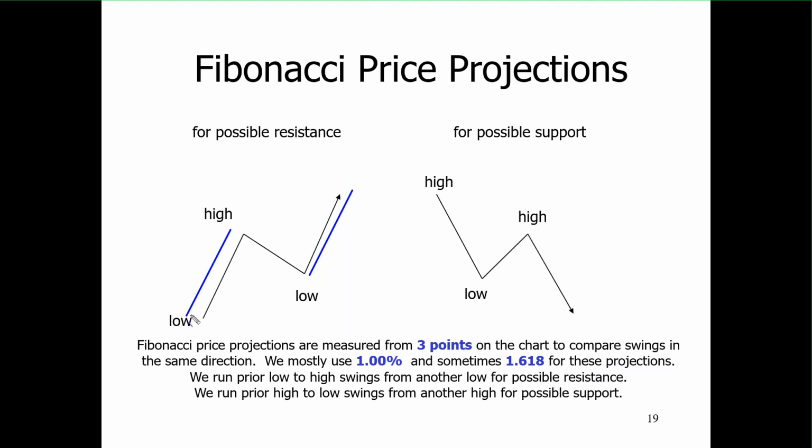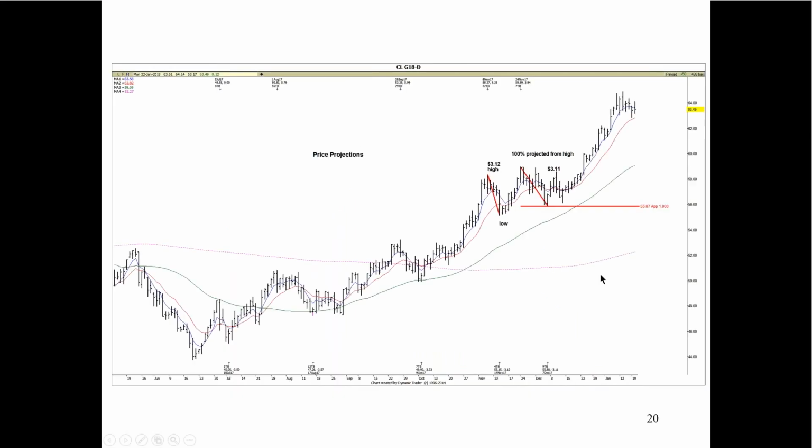So here is where I would look at a low to high and project it from another low using 100% and sometimes 1618. Or I'm going to take a prior high to low swing and then project down from the next high and look at 100% and 1618 for possible support. So here's a couple of examples of price projections.